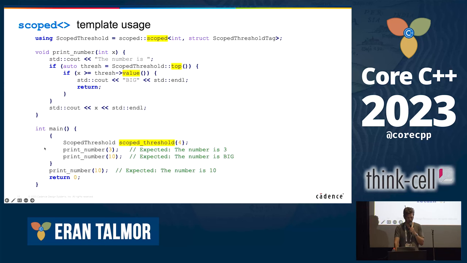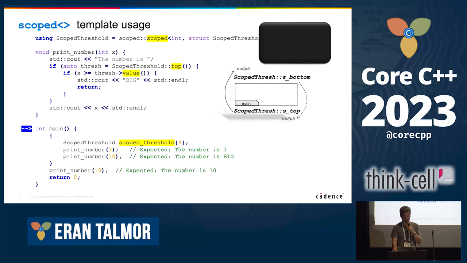So let's show you some state-of-the-art animation. We're going to debug this a little to see what's going on. We're entering the main, and there is a scope within the main. And initially, the top and bottom pointers are empty. Then we instantiated a scope threshold here. So now the top points to it, and the next, again, points to null, and the other way around from the bottom.